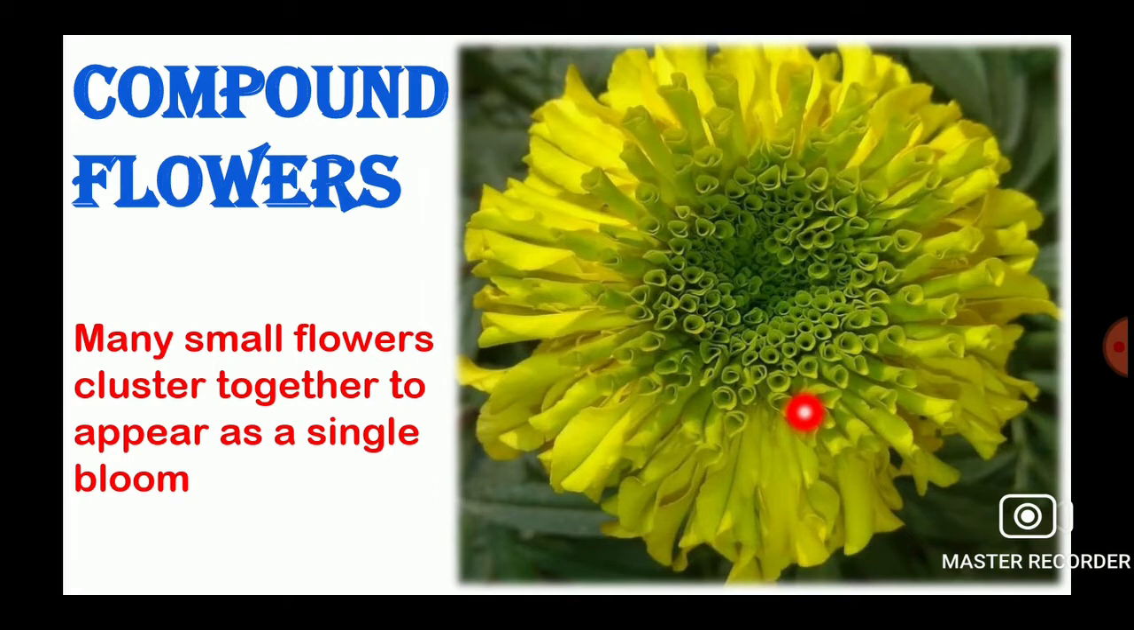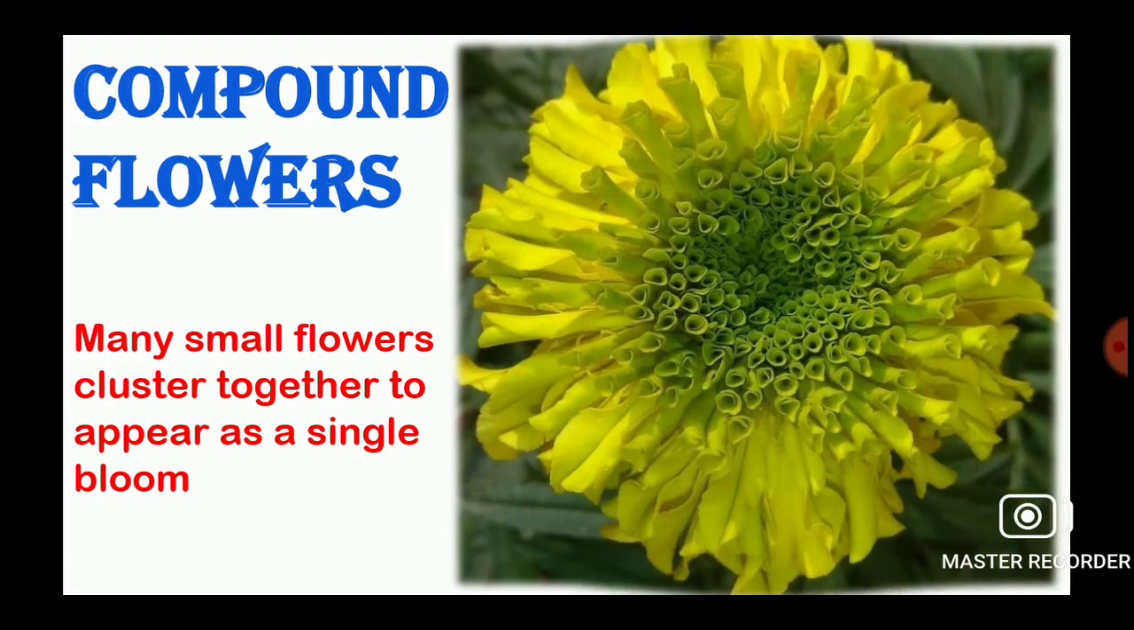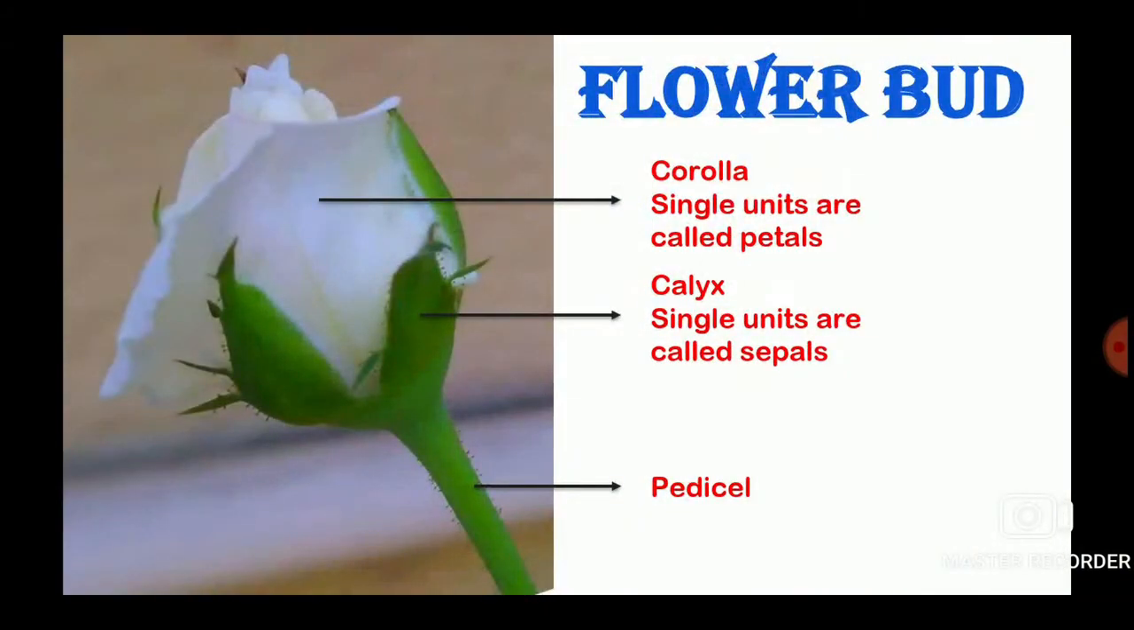You will learn more about them in your higher classes. But now, in this chapter, we are not going to discuss a lot about them. Here, we will mainly be concerned with simple flowers. So, let us see the structure of a flower bud. This is a rose flower bud.